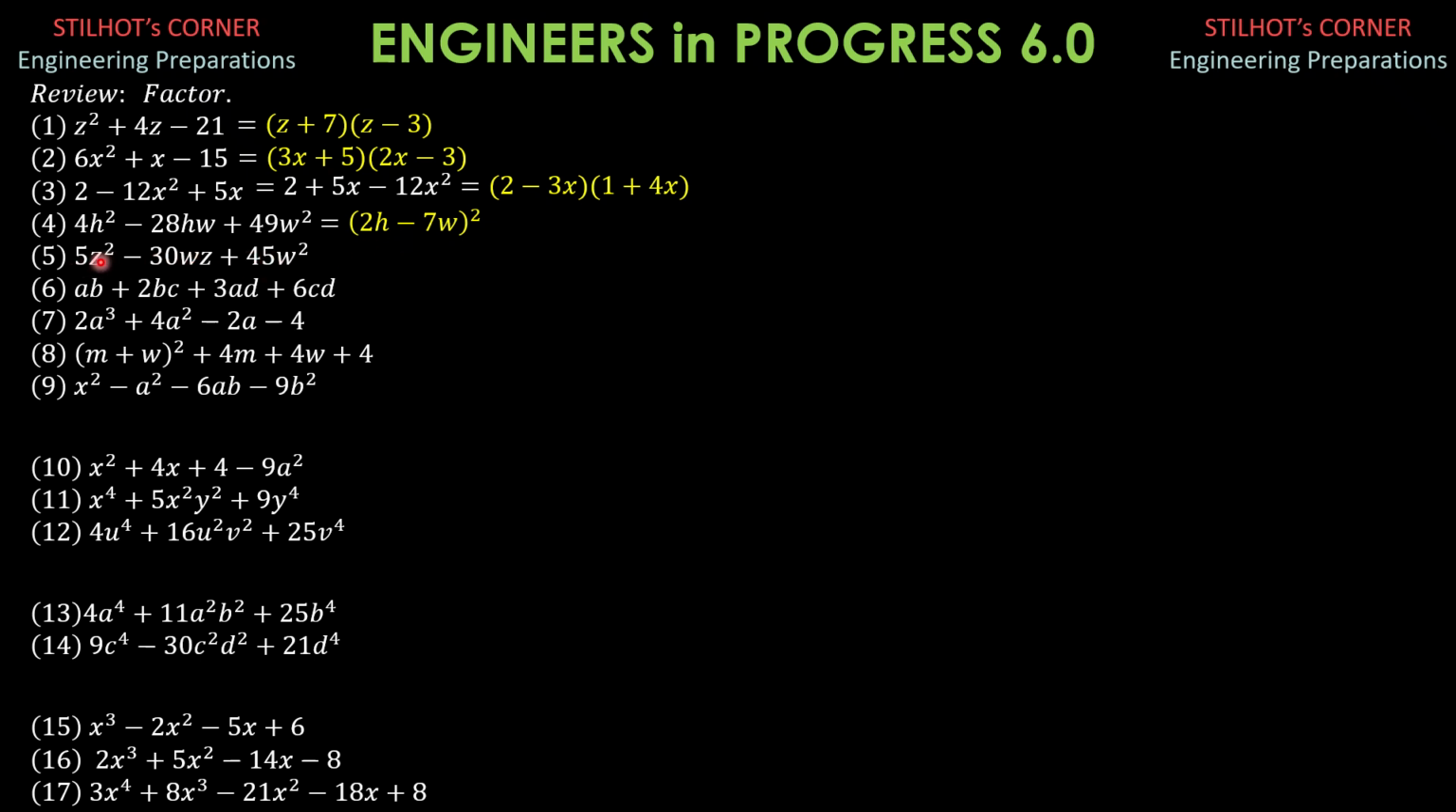5 is common to each term. So let's factor out 5 first. 5 quantity z squared minus 6wz plus 9w squared. z squared is a perfect square. 9w squared is also a perfect square. Square roots are z and 3w. So z times 3w is 3wz, times 2, 6wz. So again, this is a perfect square trinomial. It is 5 times z minus 3w quantity squared.